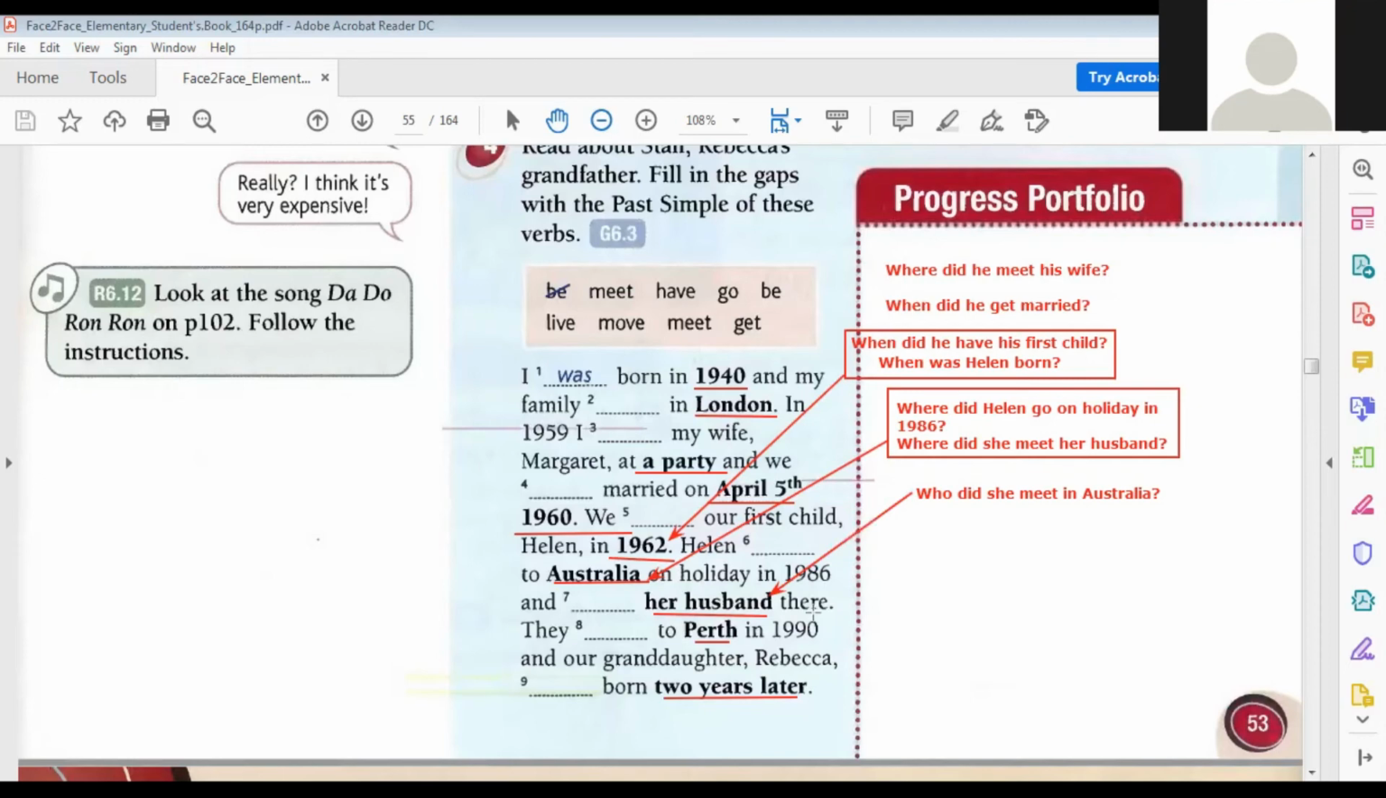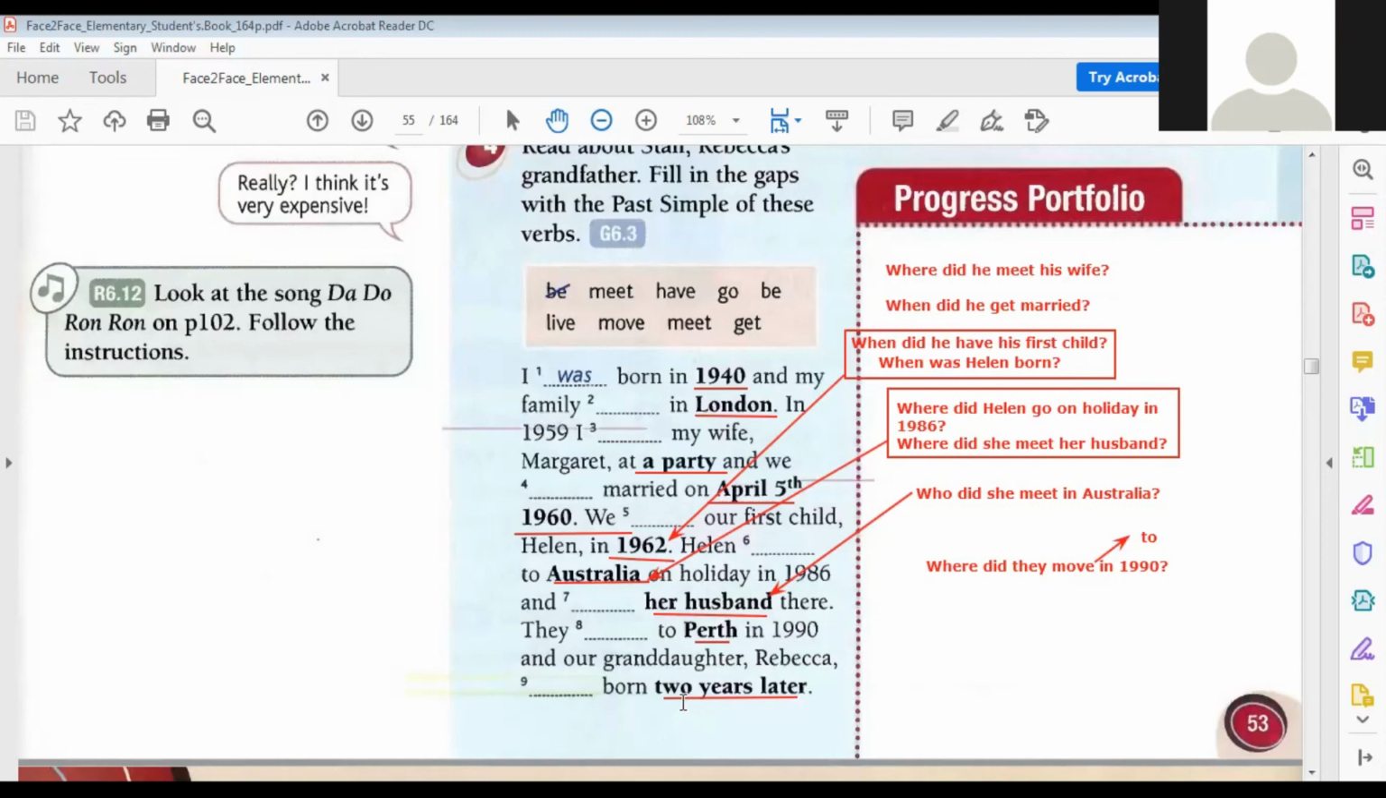Can you make a question about Perth? Perth is a city. Okay, when did she go? In 1990. It should be where, because it's a place. Where did they go in 1990? That's acceptable, but there's a better verb than go. Where did they move in 1990? Where did they move to? There should be a to.